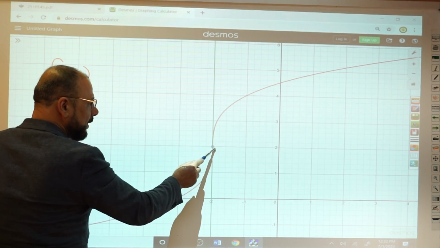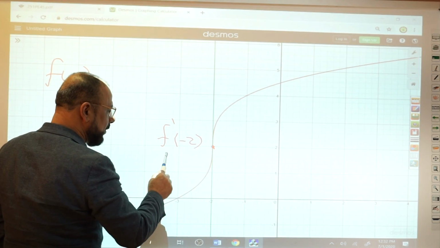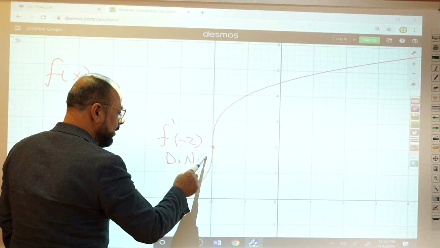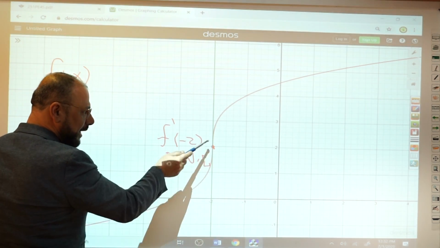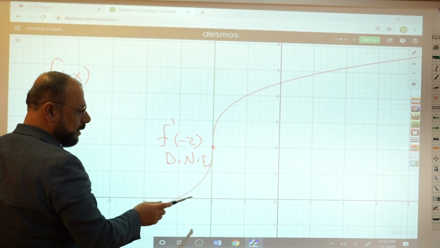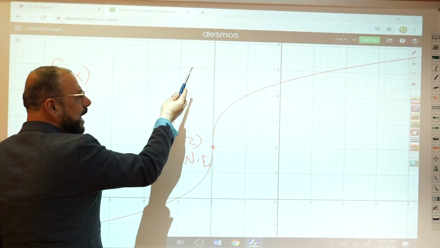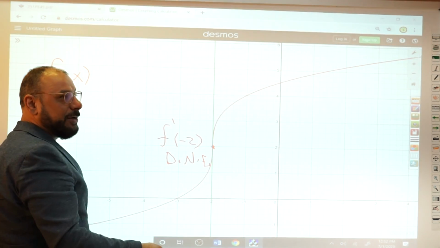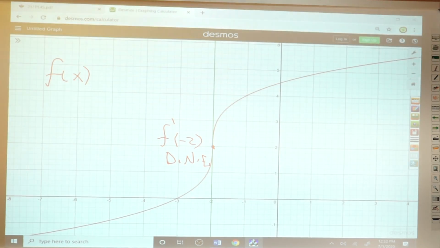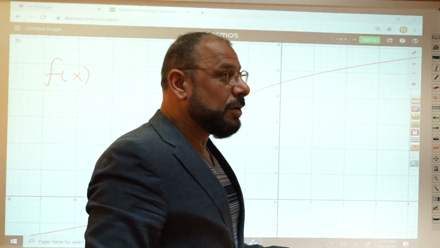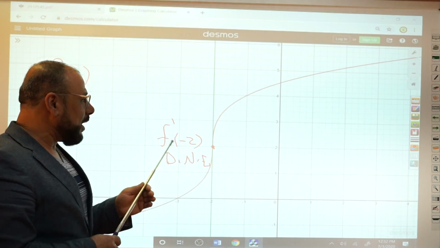I know that here, f prime of -2 does not exist. Why does it not exist? It has a vertical tangent line at x equal -2. And this is from algebra: the slope of a vertical line is undefined. Say that, the slope of the vertical line is what? Raise your voice. The slope of the vertical line is undefined, which means the first derivative does not exist here, which is true.